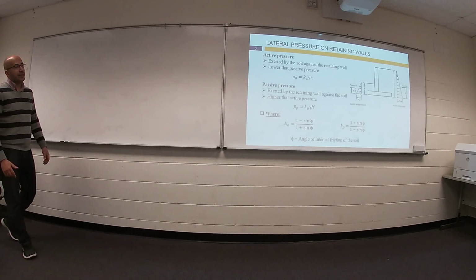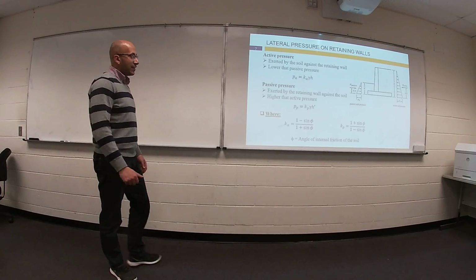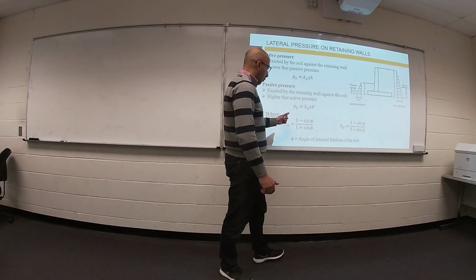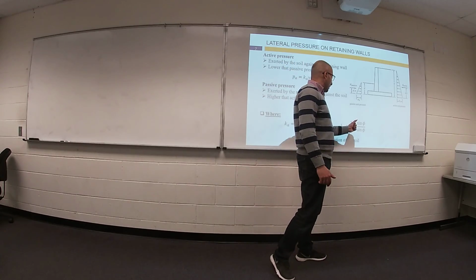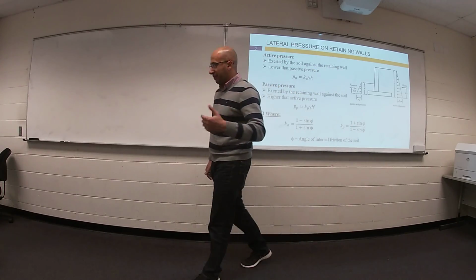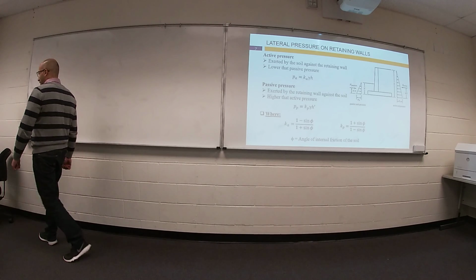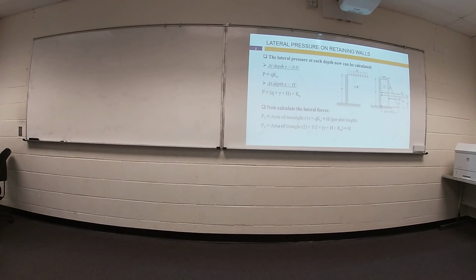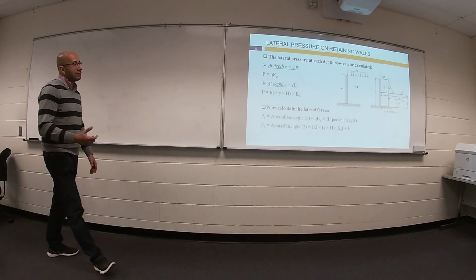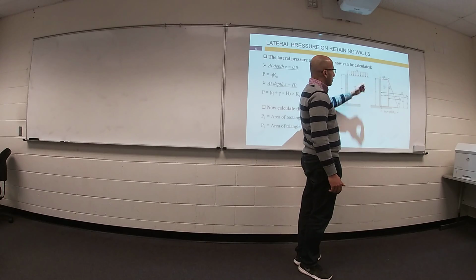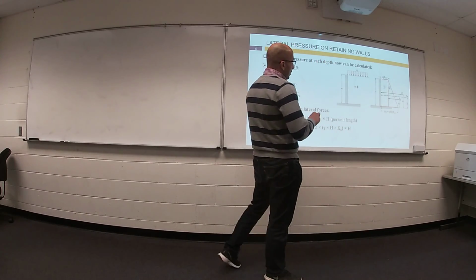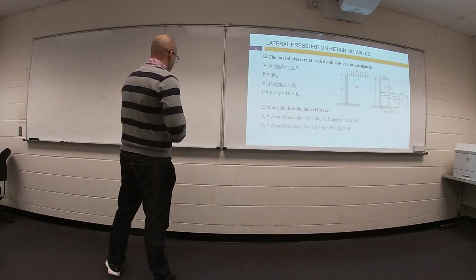K active can be calculated using phi, the angle of internal friction: 1 minus sine divided by 1 plus sine. K passive is the inverse of this function. Sometimes you have surcharge, additional load on the ground surface, so we need to consider this in the lateral pressure.